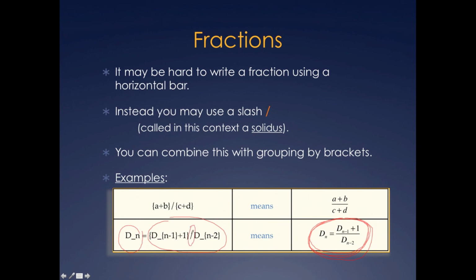To the left of it, I'm going to write the entire numerator. To the right of it, the denominator. The denominator is d subscript n minus 2, so I write d underscore, and then I put n minus 2 in curly brackets. Upstairs, I have two terms. First of all, I have d subscript n minus 1 in curly brackets, and then the plus 1.